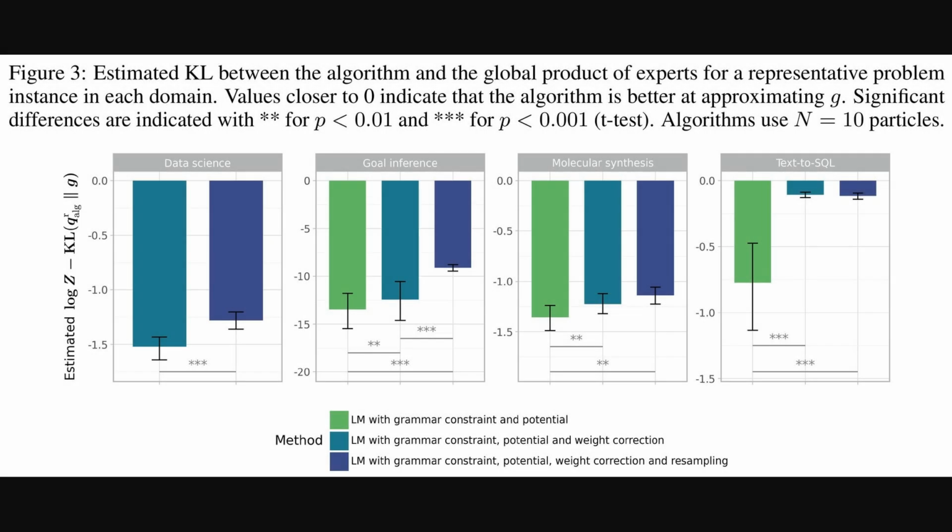Okay, and Figure 3 really gets to the why behind those strong performance numbers we just saw. It shows the estimated KL divergence. Basically, how well each algorithm variation approximates that ideal target distribution, the global product of experts. Remember, lower KL values mean a better fit. And consistently across all 4 domains, the full SMC approach, the dark blue bars, achieves significantly lower KL divergence. This suggests it's doing the best job sampling from the desired distribution, explaining its superior performance.